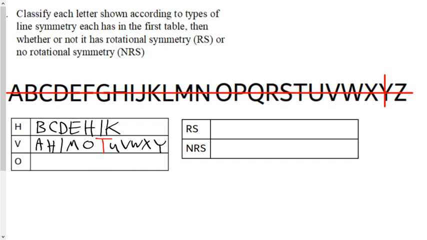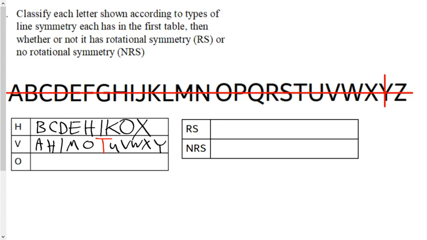Did you have that one? You get an extra point. We're rolling with it. What about L? No. M, no. N, no. What about O? O does. What about P? Q, R, S, T, U, V, W, X does. Y does not, and Z does not. So B, E, H, I, K, O, X are all of the letters that have horizontal symmetry.